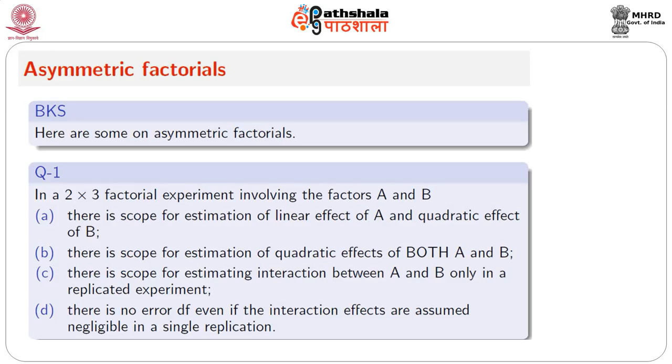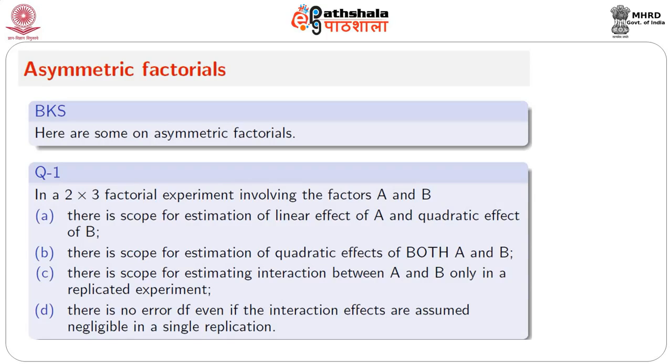Okay, Sagorika, let us get started. Let me read out question number 1. In a 2 cross 3 factorial experiment involving the factors A and B, first option, there is scope for estimation of linear effect of A and quadratic effect of B. Second option, there is scope for estimation of quadratic effects of both A and B. Third option, there is scope for estimation of interaction between A and B only in a replicated experiment. The fourth option, there is no error degree of freedom even if the interaction effects are assumed negligible in a single replication. So let's try to understand.